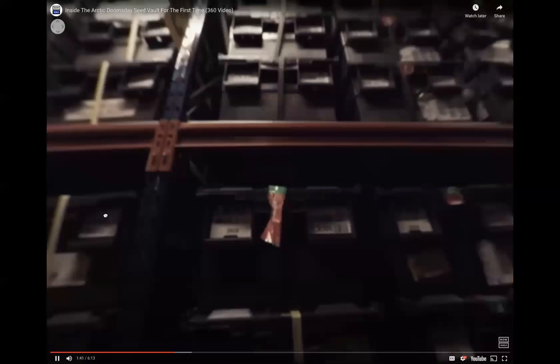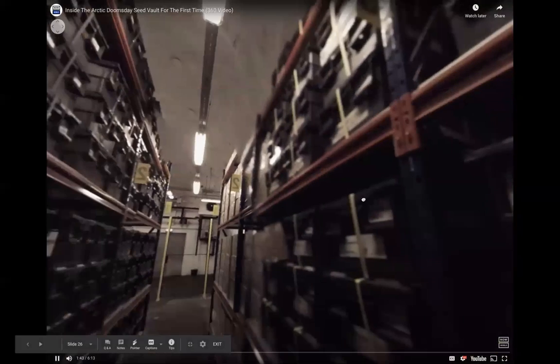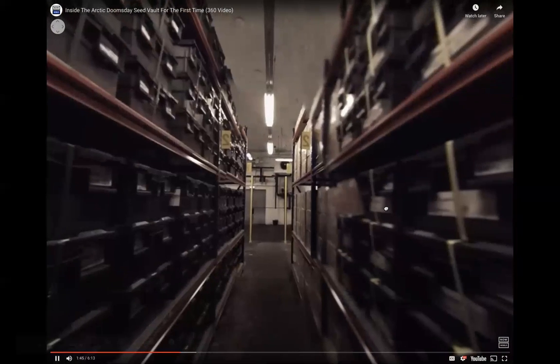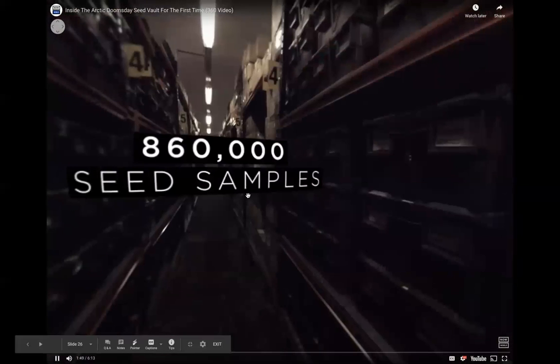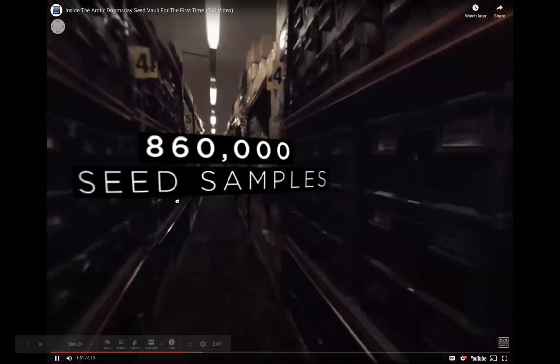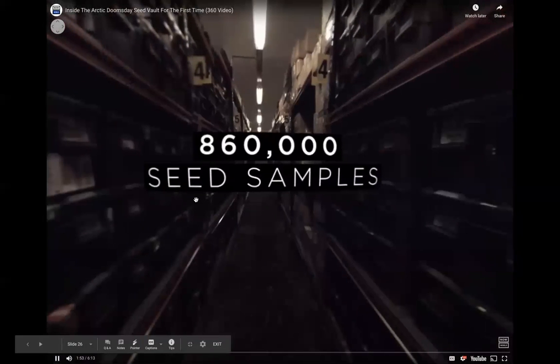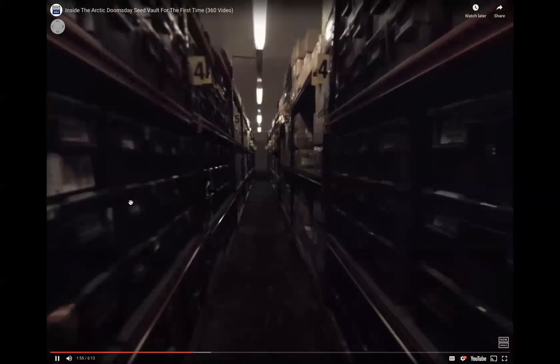Since it opened in 2008, the Trust has collected, catalogued, and stored 860,000 seed samples deposited by gene banks from across the planet. Those are huge repositories that preserve genetic material. Russian seeds and Ukrainian seeds are literally on the same shelf. Yes, there are seeds from South Korea, from North Korea, well, basically from all over the world.